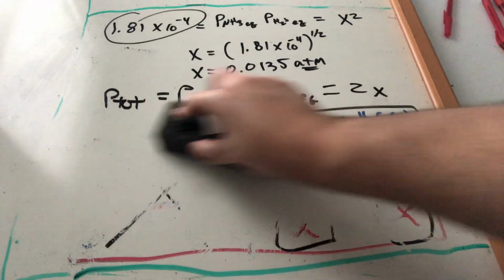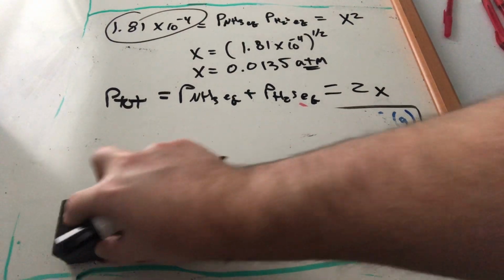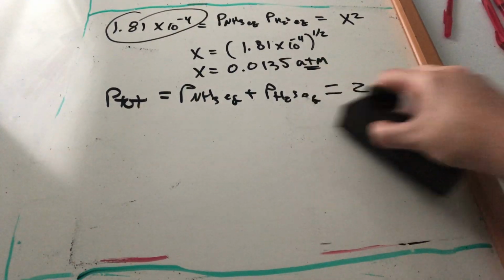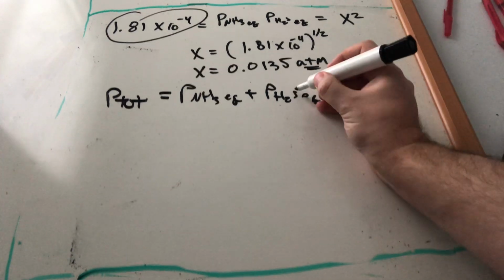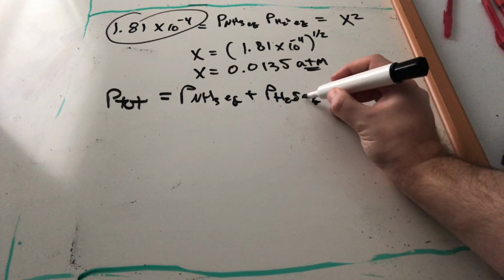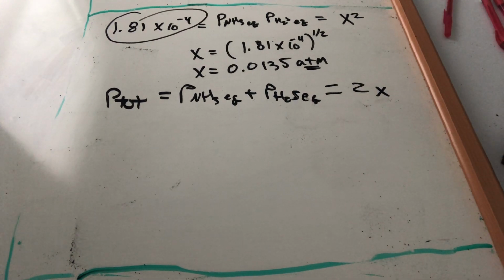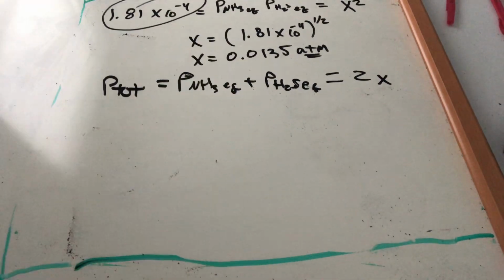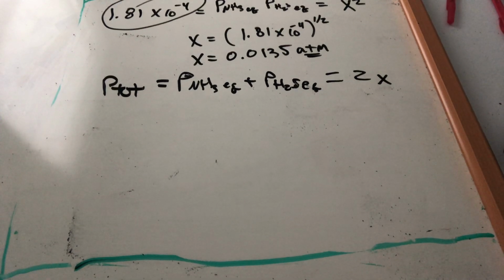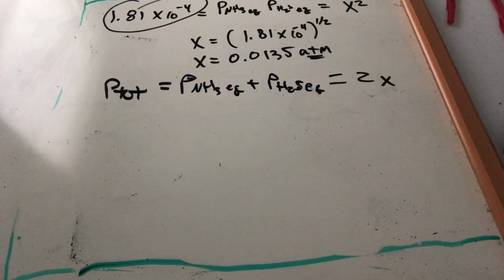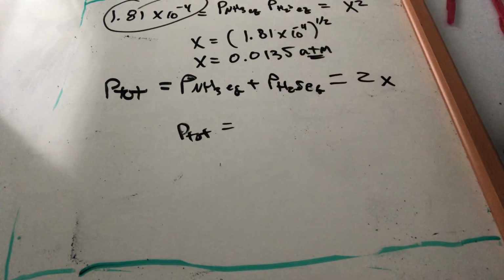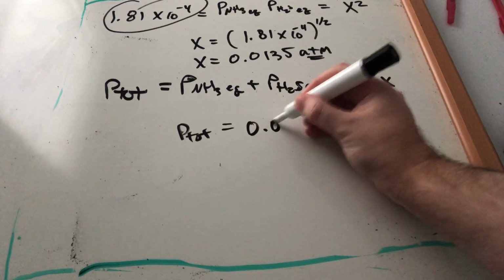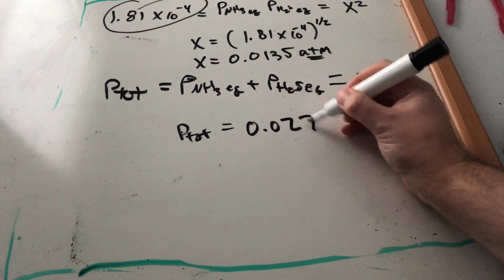So finally then, you might be asking yourself, why isn't the solid considered at all? Can solids have pressure? Nope, only gases. What do we do with the solid in our ice table anyway? We just X it all out. What are the two gaseous species inside our reaction? They're the NH3 and the H2S, right? So we're in a position now where our total pressure is equal to this plus this, which is the same as 2 times this, and we get a total pressure of 0.0270 atmospheres.